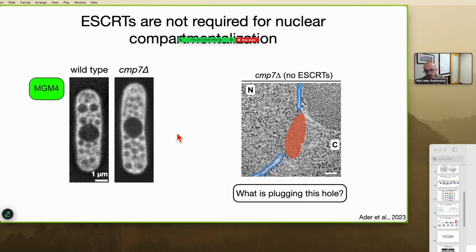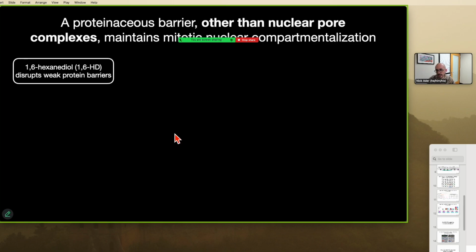So our question was really, what is plugging this hole? We looked at membranes, right? We looked at whether or not the membrane was sealed. So we figured, well, maybe we should focus on proteins. Maybe there's a proteinaceous diffusion barrier besides nuclear pore complexes during mitosis. And I'm going to show you the data that suggests that there is.